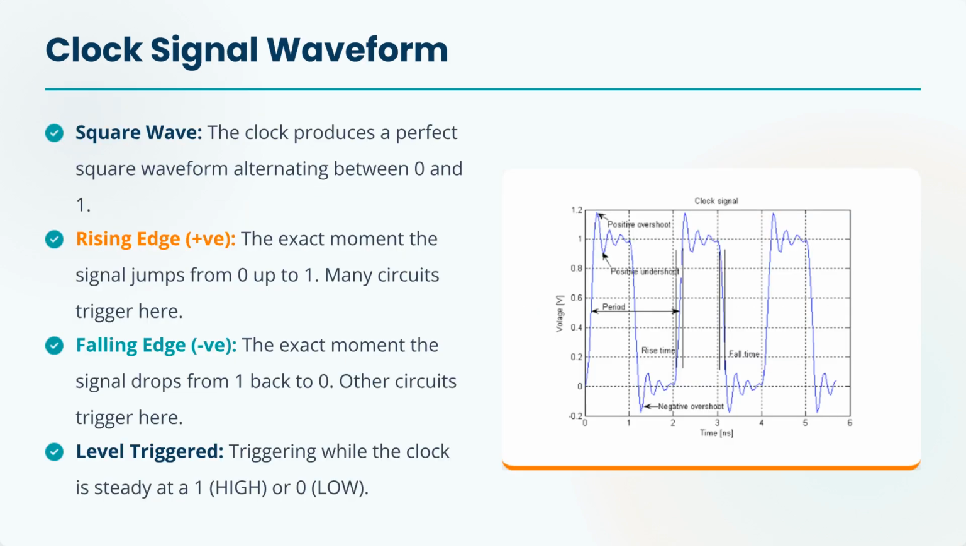Events can be triggered by the rising edge, when the signal goes from 0 to 1, or the falling edge, when it drops from 1 to 0. Level-triggered circuits activate while the clock is steady at high, or low.